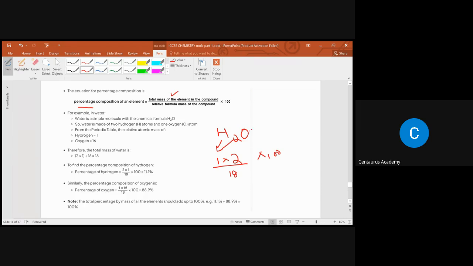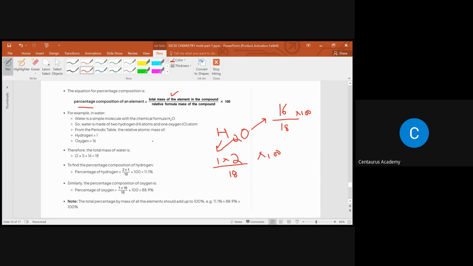For oxygen, there's only 1 oxygen atom. You're going to simply use the relative atomic mass of oxygen divided by 18 and multiply it by 100, to give you the percentage composition of that particular element within the compound. All of these percentage compositions of all the elements present within the compound, if you sum them up, you will get a total of 100%.